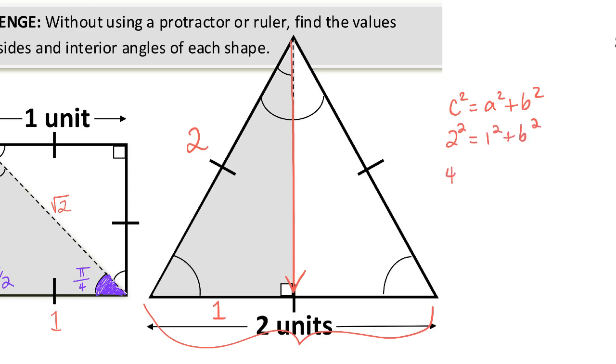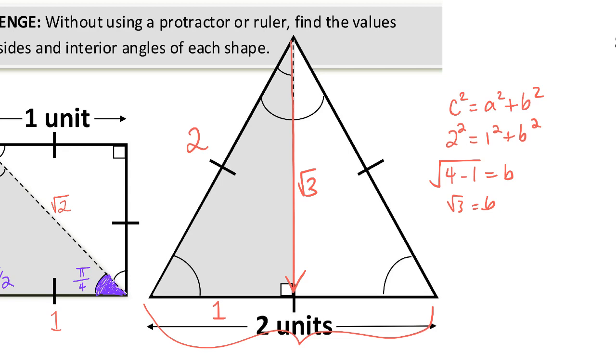Rearrange, so we have 4 minus 1 is equal to b squared, so we square root. So this is the square root of 3 is equal to b. So this is, again, the same special triangle that you remember from grade 11. Now we're going to think about what its angles would be in radians.